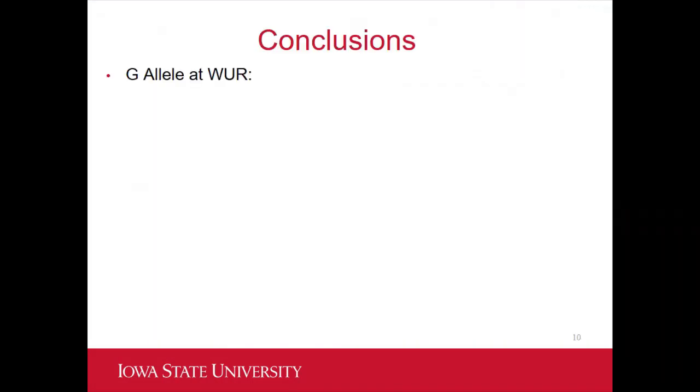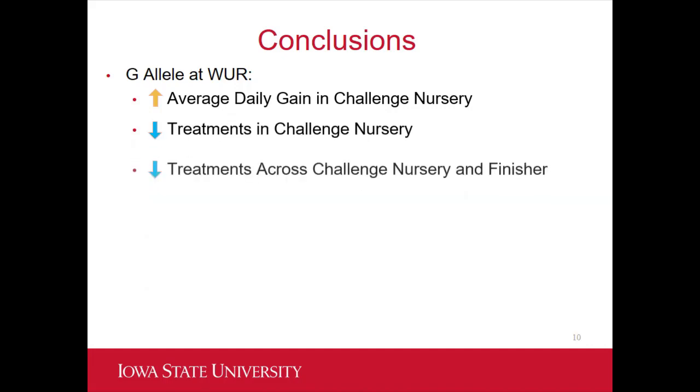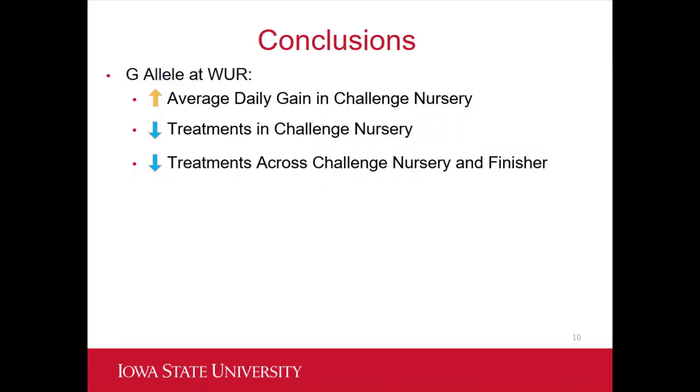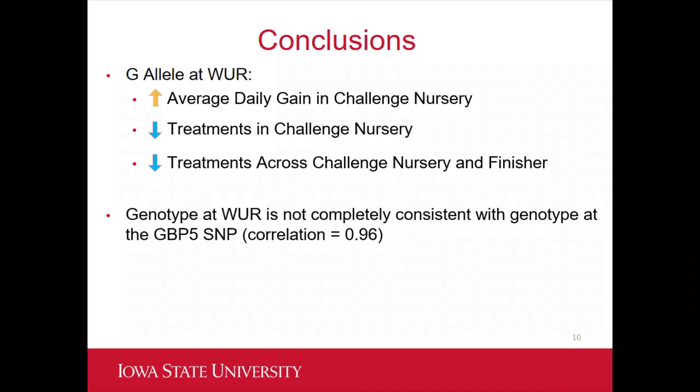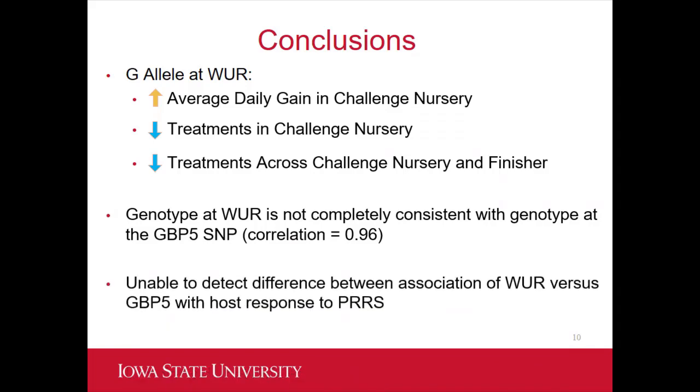So my conclusions: we find that the G allele at WR had higher average daily gain in the challenge nursery, lower treatments in the challenge nursery, and lower treatments across the challenge nursery and the finisher pen. Second objective, we find that genotype at WR is not completely consistent with genotype at the GBP-5 SNP. Correlation is 0.96, which is different from what we previously found. And based on these p-values, we are unable to detect differences between the association of WR versus GBP-5 with host response to PRRS.